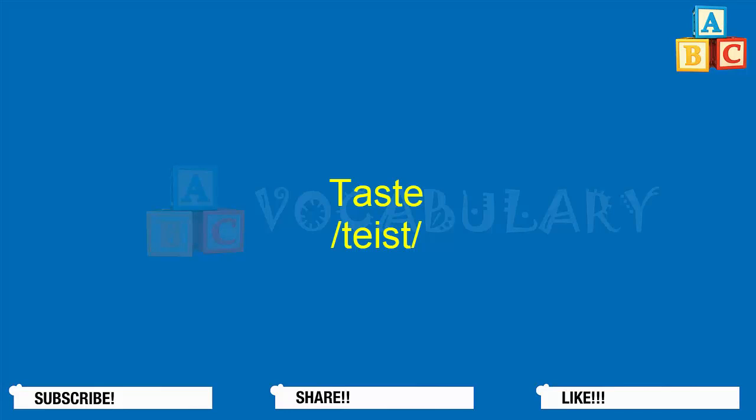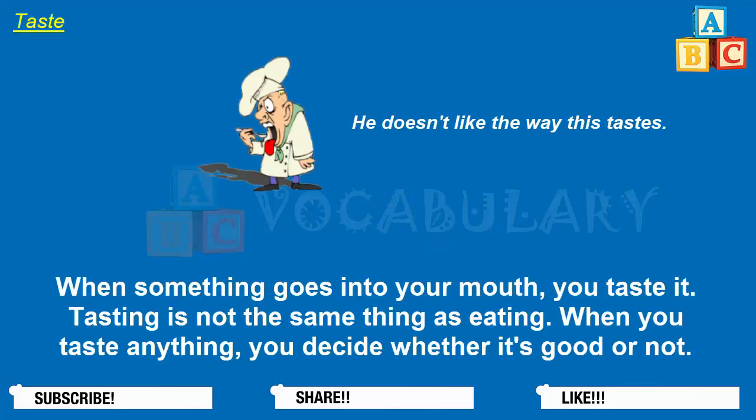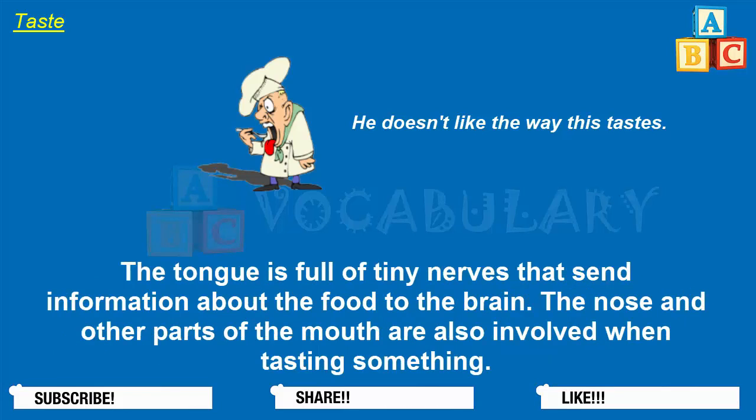Taste. When something goes into your mouth, you taste it. Tasting is not the same thing as eating. When you taste anything, you decide whether it's good or not. The tongue is full of tiny nerves that send information about the food to the brain. The nose and other parts of the mouth are also involved when tasting something.